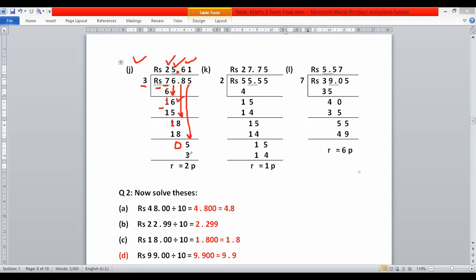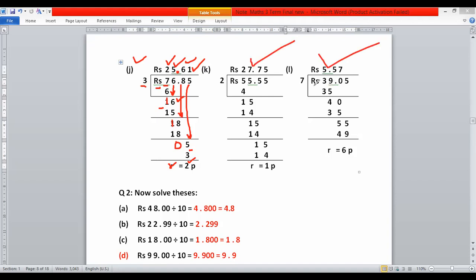3 ones are 3, because when we multiply 3 by 2, we get 6. 6 is bigger than 5, therefore we multiply 3 by 1. 3 times 1, we get 3, and 5 minus 3 is equal to 2. So the remainder is equal to 2 paise. Similarly, you can solve this and this.